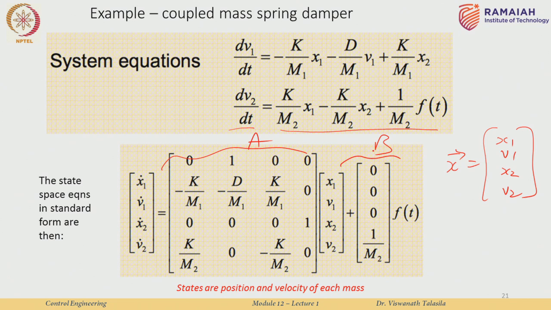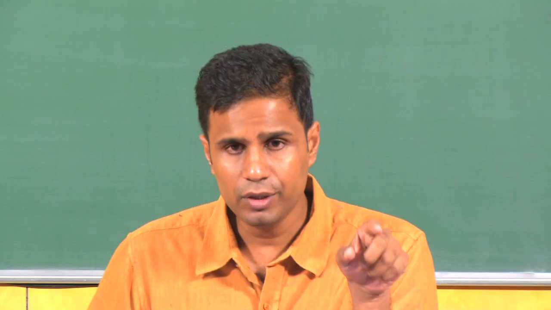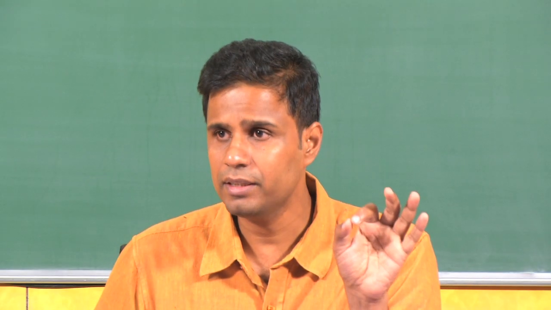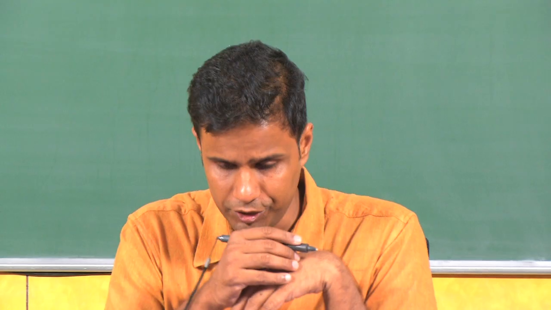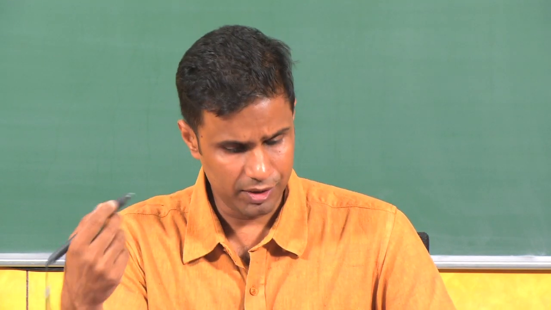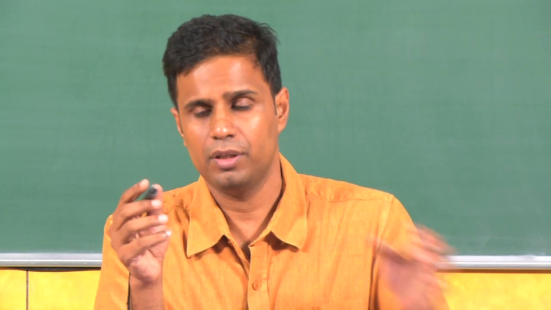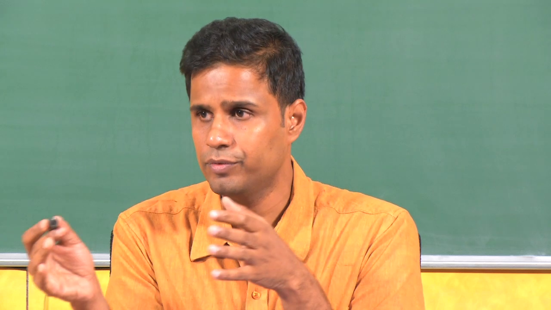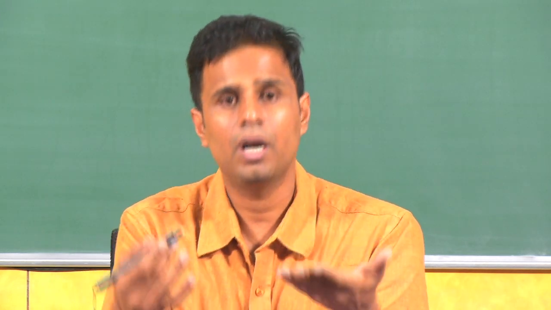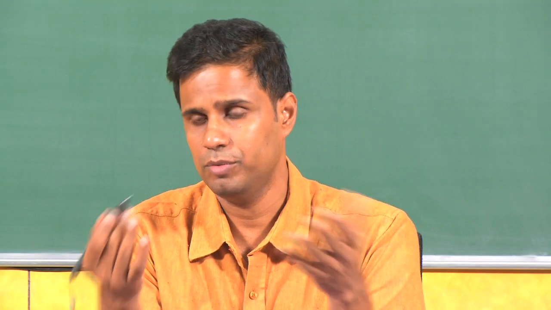So this is the example for the coupled mass spring damper. We have seen in a previous example for the simple mass spring damper that the eigenvalues of the A matrix are exactly the same as the poles of the corresponding transfer function, right. Now let us see if this property holds in general. But before we do that, we need to establish the relationship between the state space and the transfer function. So given a transfer function model, how do you compute a state space model, or vice versa, given a state space model, how do you compute the transfer function model?